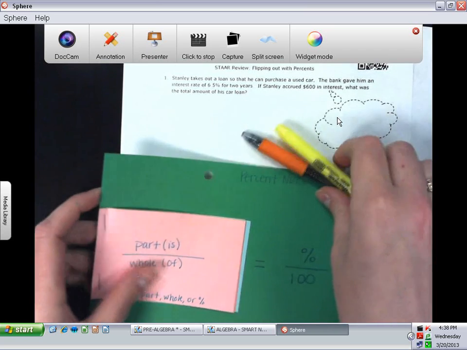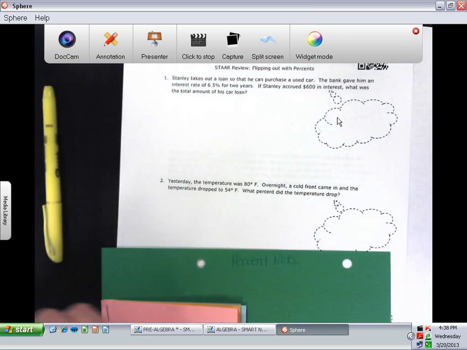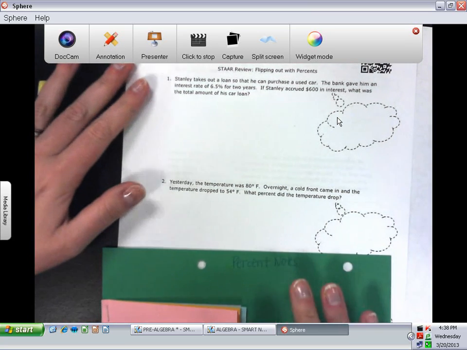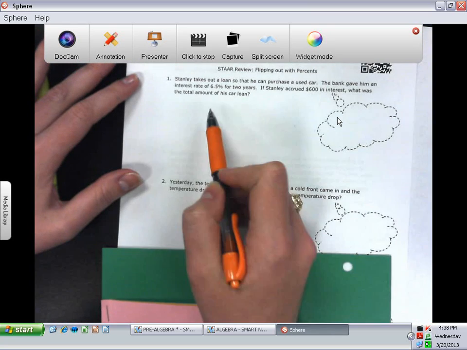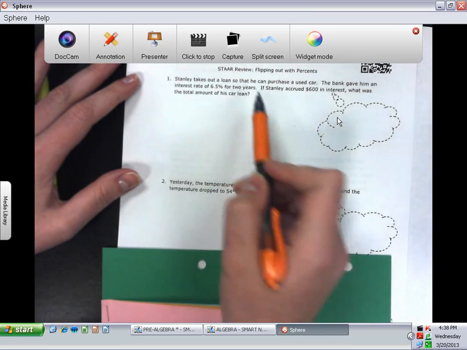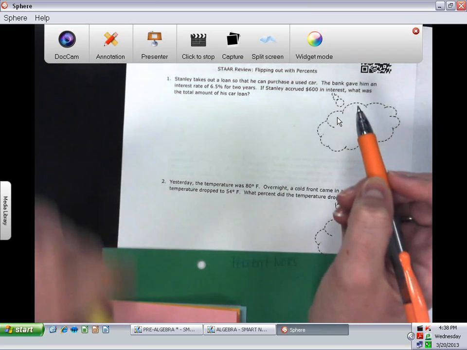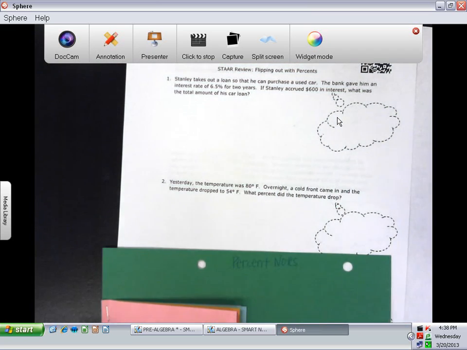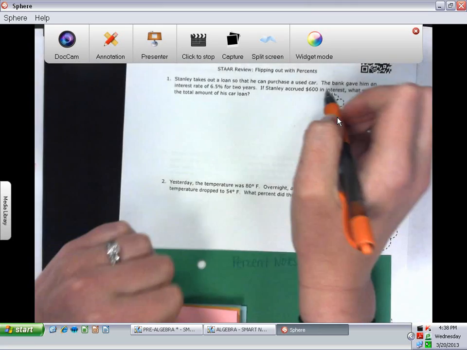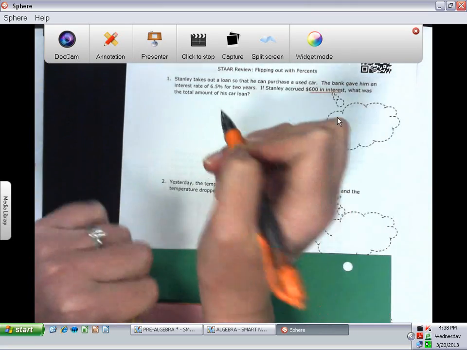Okay, so let's start with the first question. Stanley takes out a loan so that he can purchase a used car. The bank gave him an interest rate of 6.5% for 2 years. If Stanley accrued $600 in interest, what was the total amount of his car loan? So right now I see that they've given me interest, and I'm looking for the total.